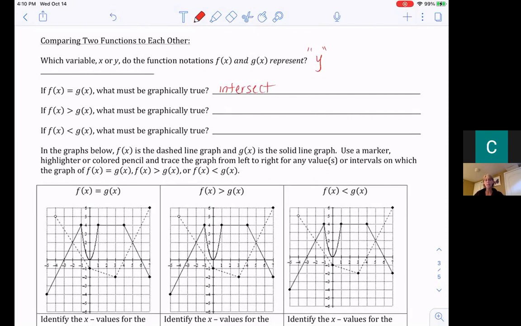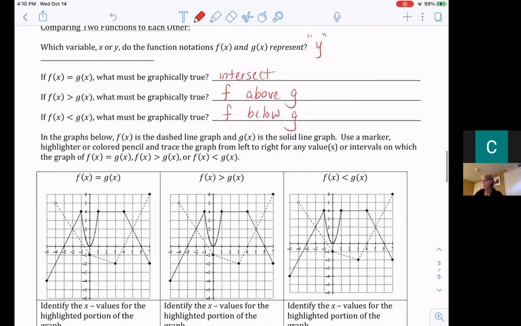If f of x is greater than g of x, what must graphically be true? F is above g. If f of x is less than g of x, what must be graphically true? F is below g. And vice versa, depending on the situation and the way it's described.